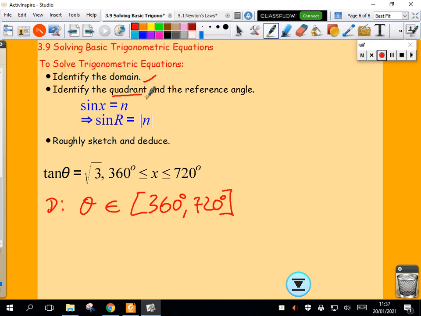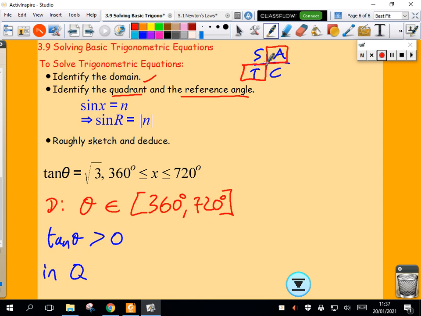Step 2, identify the quadrant, and then the reference angle. Well, to identify the quadrant, tan is positive here. Tan of theta is positive root 3, so we know that tan is positive in quadrants... And again, if you're unsure, have a quick look here. All functions have positive ratios in quadrant 1, and only tan and its reciprocal, I should say, have positive ratios in quadrant 3. So we're dealing with quadrants 1 and 3.